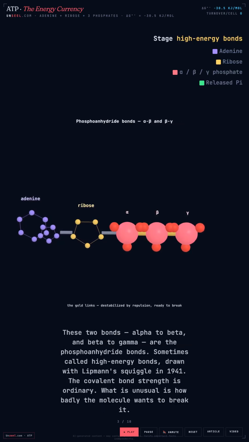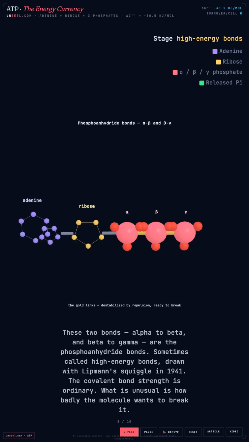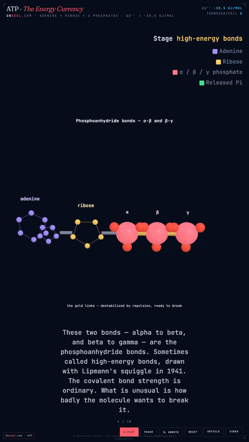These 2 bonds, alpha to beta and beta to gamma, are the phosphoanhydride bonds, sometimes called high-energy bonds, drawn with Lipmann's squiggle in 1941. The covalent bond strength is ordinary. What is unusual is how badly the molecule wants to break it.